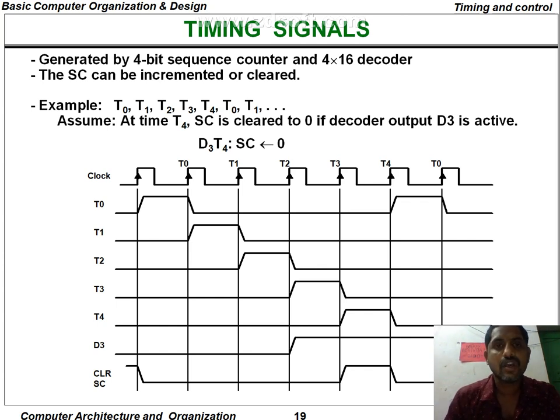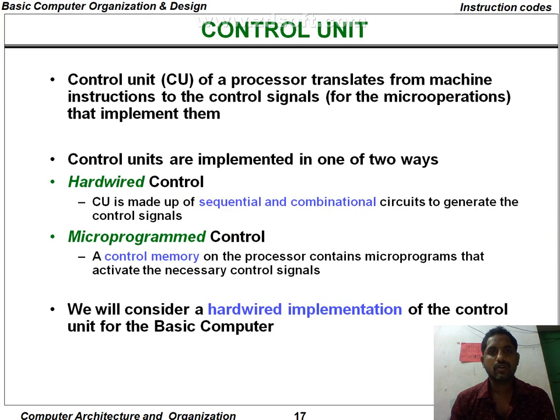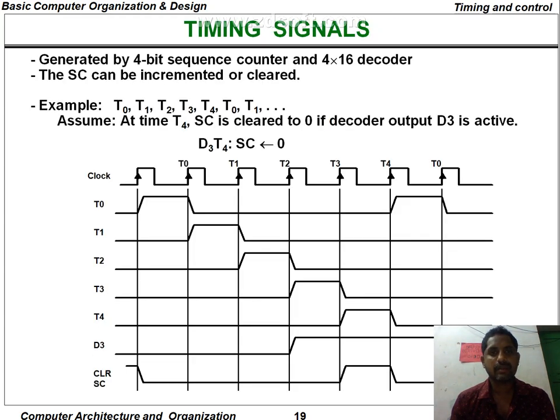So likewise, we have performed the timing signals. This is the timing and control. The control unit is the timing and control. There is a control structure. The control unit of the basic computer uses the timing signals, and this is how the data will be transferred under particular conditions.